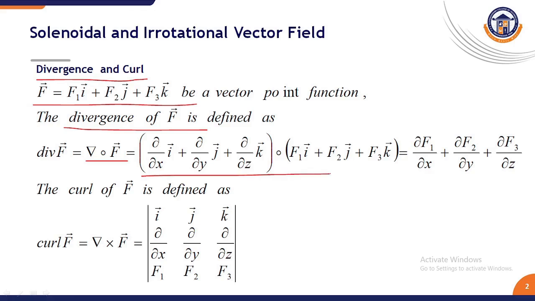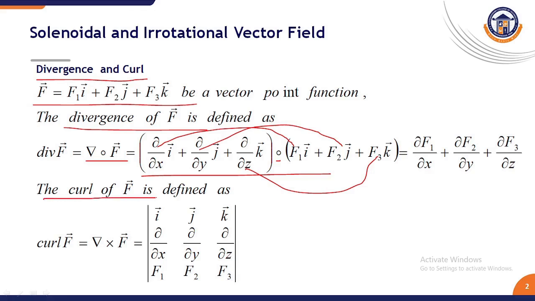That means dou by dou x of i plus dou by dou y of j plus dou by dou z of k, dot product f1 i plus f2 j plus f3 k. It is a dot product. So here we have to multiply the components of i, j, k. That means dou f1 divided by dou x plus dou f2 divided by dou y plus dou f3 divided by dou z, which is a scalar value. Divergence measures a field's source at a point. That means it quantifies the expansion at a point.